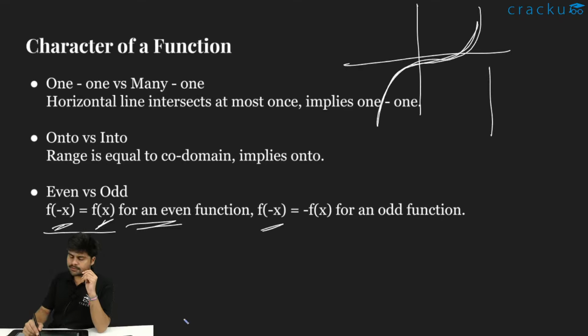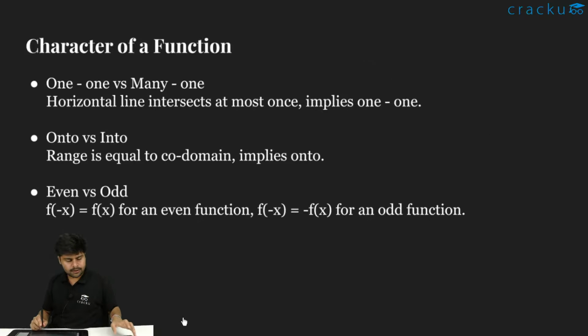But otherwise, the structure is symmetrical. Towards the positive side, the structure is symmetrical. Towards the negative side, the structure is the same, just flipped. That is an odd function. So there are odd functions, even functions, and functions that are not even and not odd, and this is the definition of even and odd functions. I hope this is clear. Let me check if you have any doubts. I don't think so.